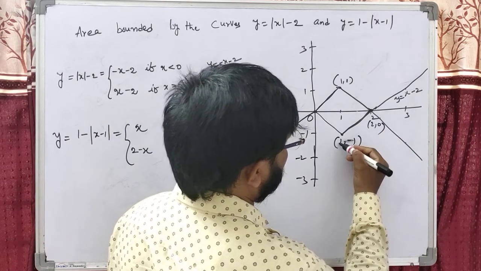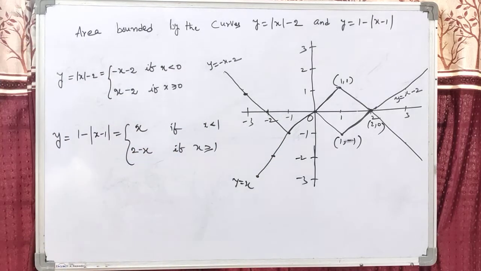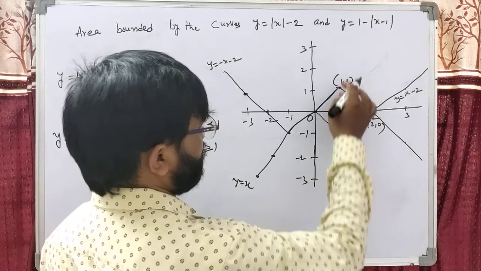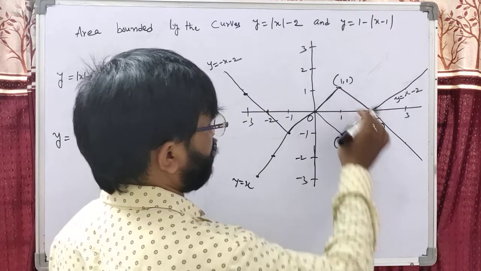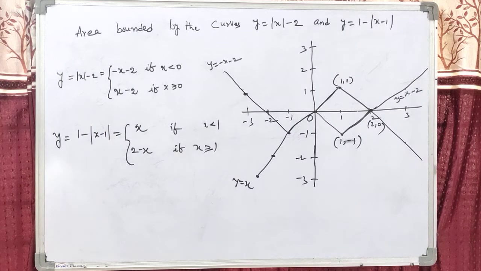You can write the length here, and you can write the diagonals also. This is 2, and this is also 2, so 2 times 2 is 4. Okay students, just wait.